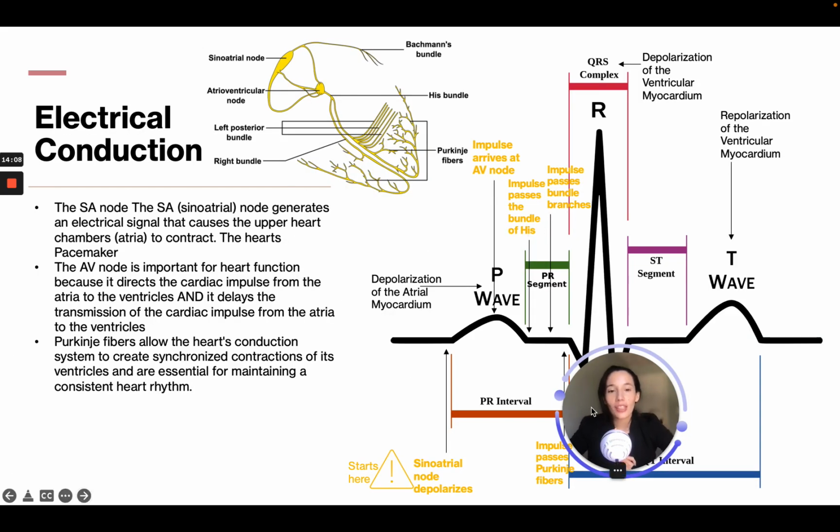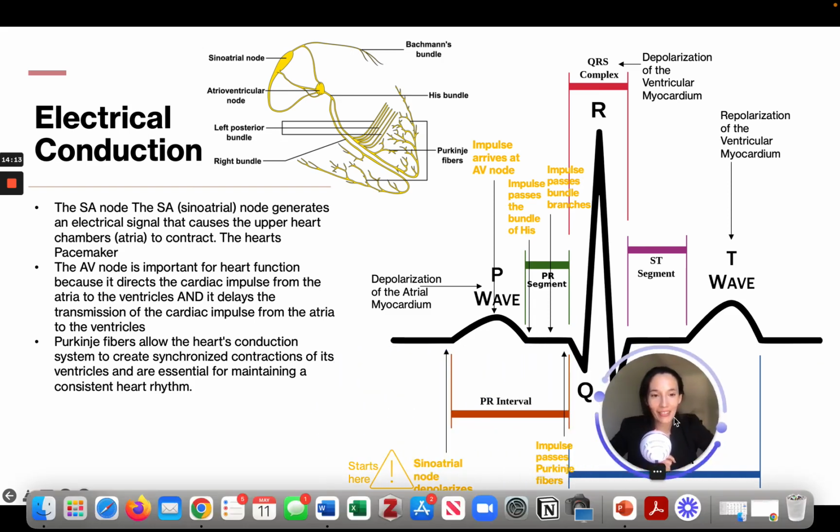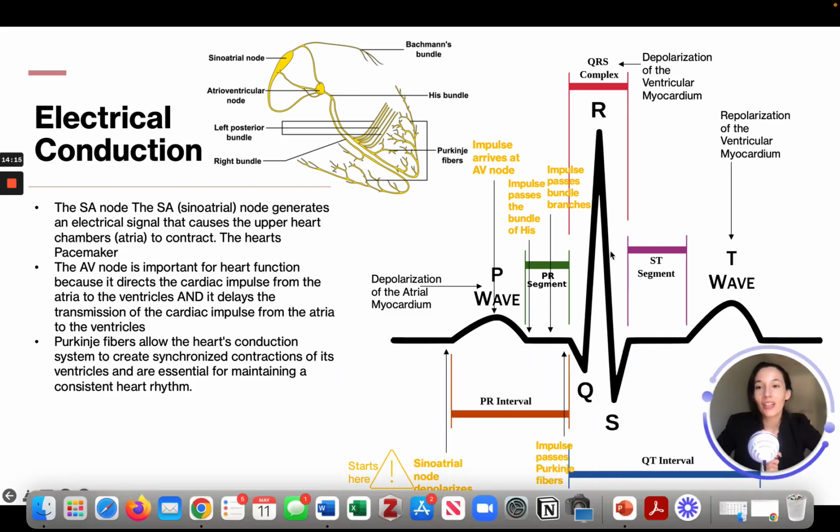So, electrical conduction. I know there's a lot going on here, but we're going to cover it and you will understand. So the SA node, we talked about this as the pacemaker. This generates the electrical signal that causes the upper heart chambers, or the atria, to contract. The AV node is important for heart function because it directs the cardiac impulse from the atria to the ventricles, and it delays the transmission of the cardiac impulse from the atria to the ventricles.